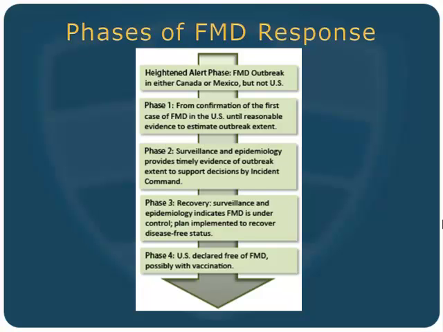Phase 2 is surveillance, and the surveillance and epidemiology provides timely evidence of an outbreak's extent to support decisions by the incident command. I'll get into that a little bit when we start talking about the zones and the areas. Phase 3 is a recovery phase, and that's where our surveillance and epi have indicated that FMD is under control, and there's a plan implemented to recover to a disease-free status. And then phase 4 is that the U.S. is declared free of FMD. Very straightforward. The most important part of this, in my opinion, is going to be the jump between phase 1 and phase 2, and I'll talk about that in a second.